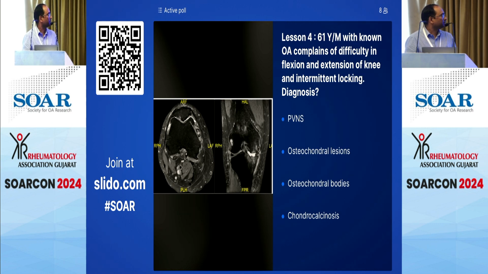There is a complex tear of the medial meniscus. We are not seeing the meniscus at all. There is some extrusion here, and some mucoid change in and around the knee joint in the ligaments and the tendons. Apart from that, is there anything striking? Okay, can this again be PVNS, or is the locking being caused by some osteochondral bodies, or is it just the osteochondral lesion or chondrocalcinosis?